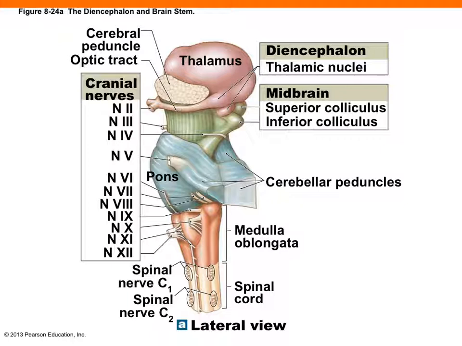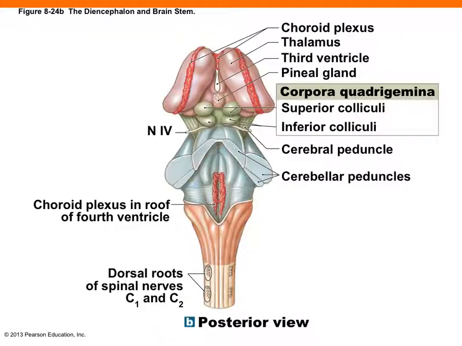This just shows you the thalamus, and then they show you the diencephalon with the thalamic nuclei, the midbrain, the pons, and then the medulla oblongata, and last but not least, the spinal cord. Here we see the posterior view.